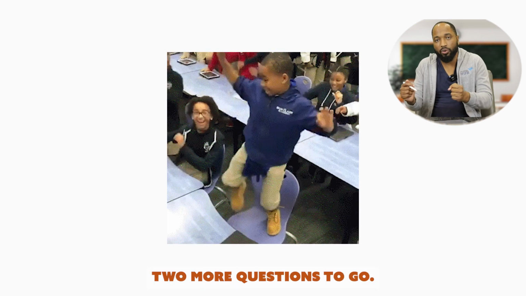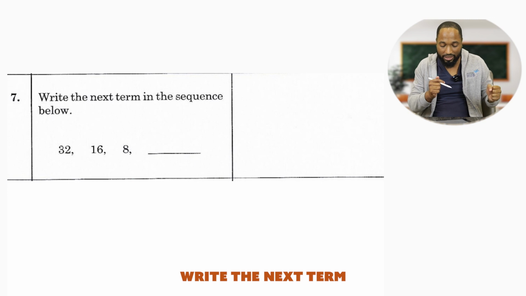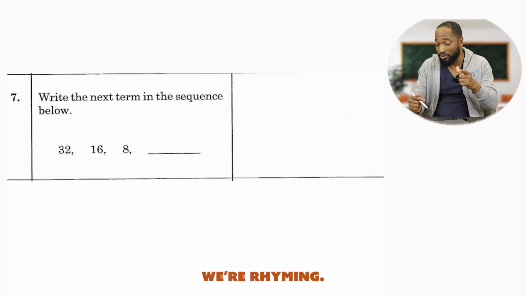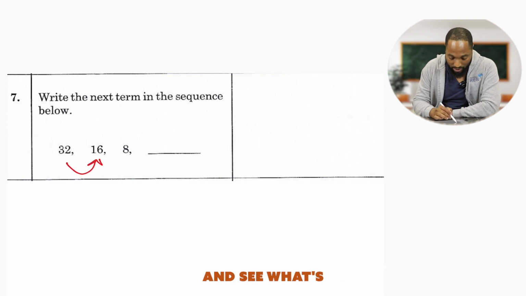Number 7. Two more questions to go. Write the next term in the sequence below. Alright, so the next term in the sequence below, because two more questions to go, we need to check and see what's happening here.